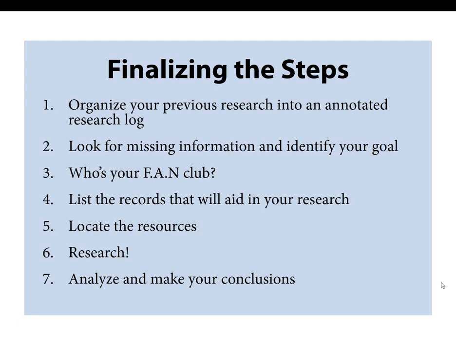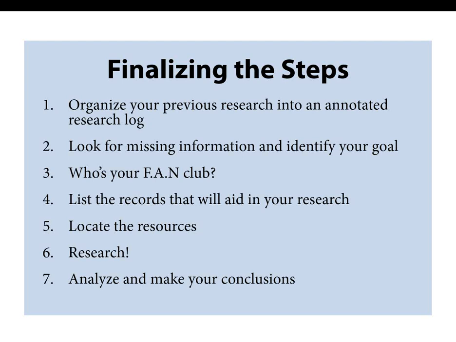So the first thing we want to do, we want to organize our previous research into an annotated research log. Ideally, when you are actively researching your own ancestor, you should be creating a research log, because then you don't have to go back and do all that extra work to identify what should be included. I want you to look for missing information and identify your goal. There always should be a very specific goal. Parents, immigrant origins, mom's maiden name, whatever it might be. It's not, I want to find everything out about my ancestry. That's not really the best way of going about it.